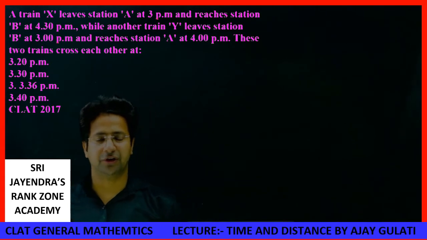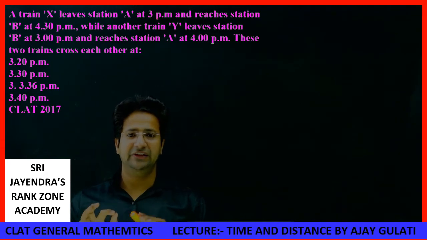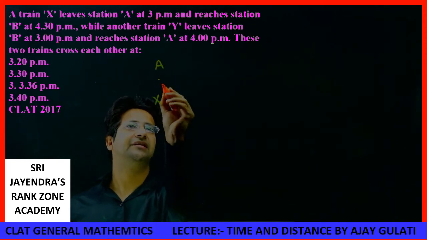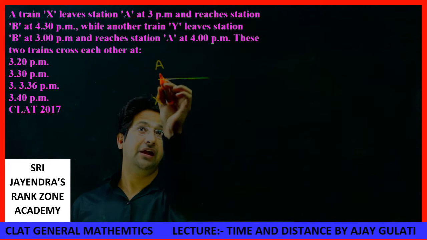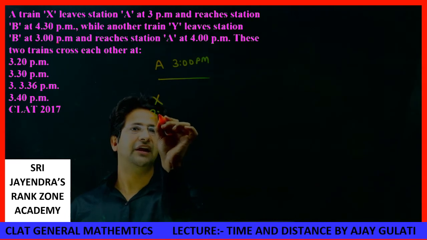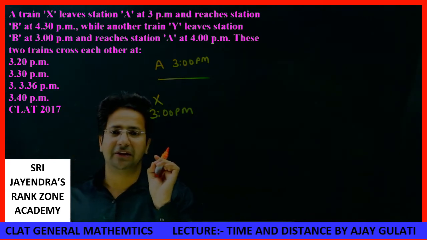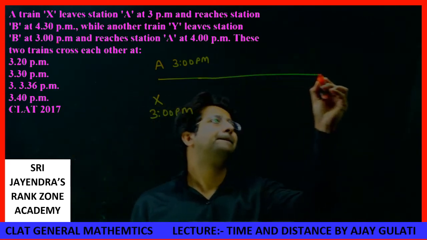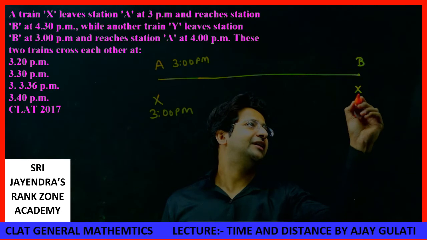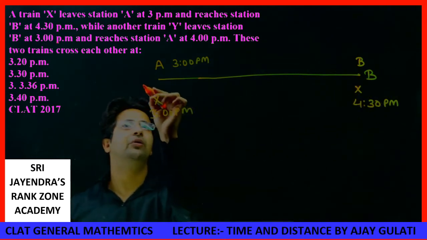So students, next question, I will tell you this particular question in a very easy method. A train X leaves station A at 3 p.m. Let's say this is station A and this is the train X, and it leaves station A at 3 p.m. and reaches station B at 4:30 p.m. This is station B. It will be better if I write A and B over here.